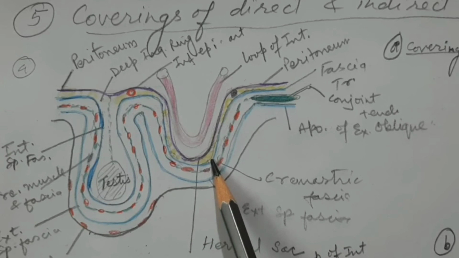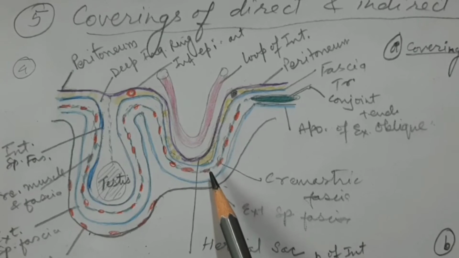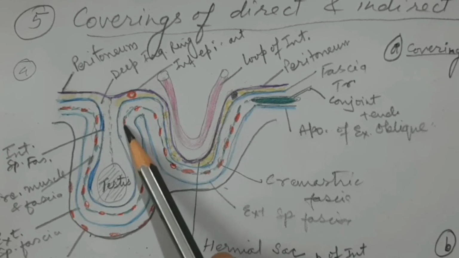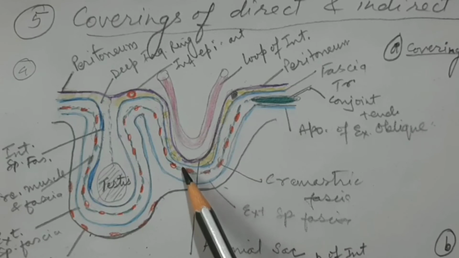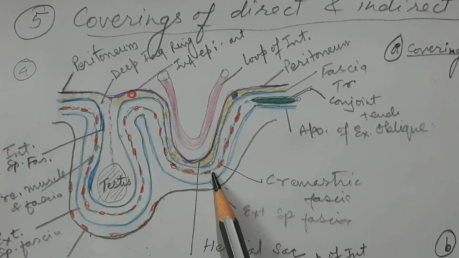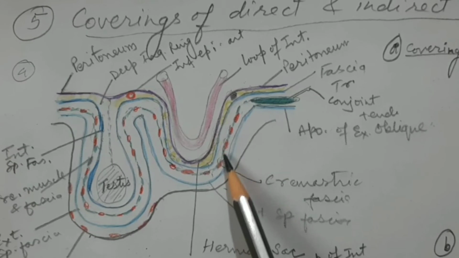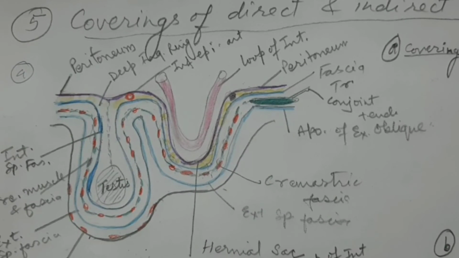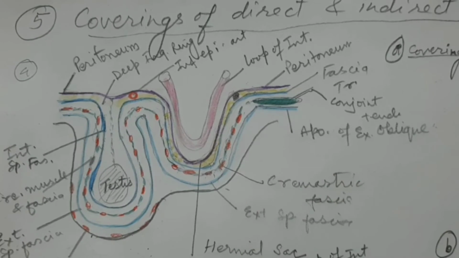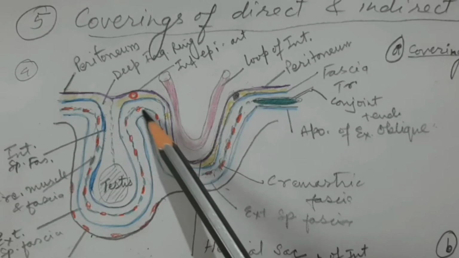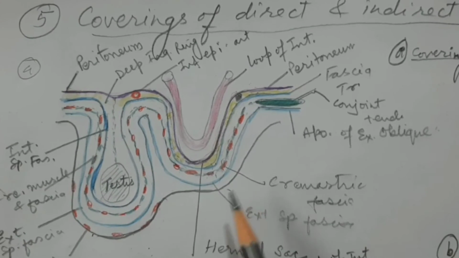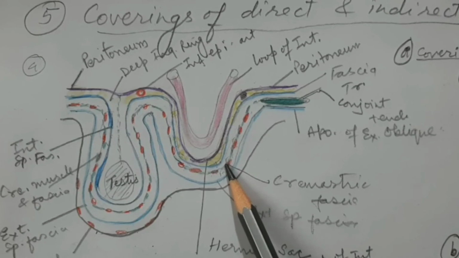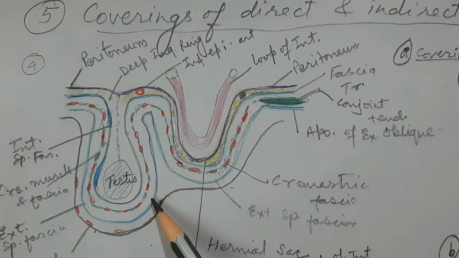So it will push the posterior wall, the fascia transversalis, and in front of the fascia transversalis at this level will lie the cremasteric muscle and its fascia. I call it the cremasteric muscle because there are loops of the cremasteric muscle in between the fascia. Most books may describe it as cremasteric fascia only. So the second covering will be the cremasteric fascia, which also covers the testes and will also cover the sac of the hernia.